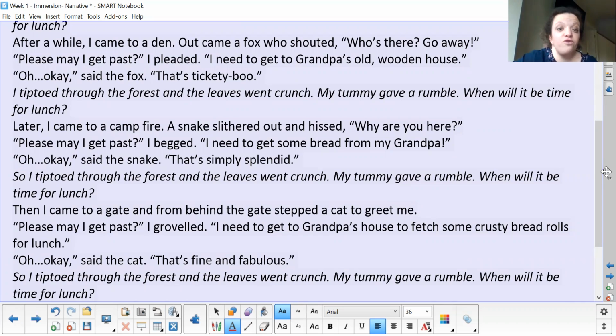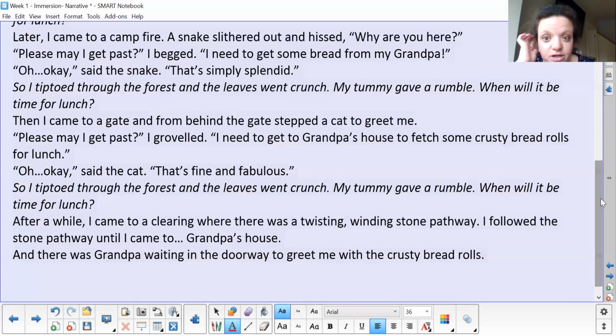So I tiptoed through the forest and the leaves went crunch. My tummy gave a rumble. When will it be time for lunch? Then I came to a gate, and from behind the gate stepped a cat to greet me. "Please may I get past," I grovelled. "I need to get to Grandpa's house to fetch some crusty bread rolls for lunch." "Oh, okay," said the cat. "That's fine and fabulous."